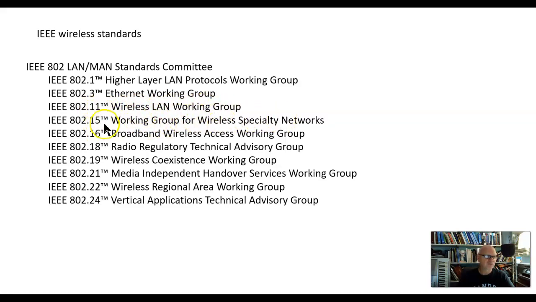The specialty networks, 802.15, include Bluetooth and Zigbee and so on. And then we have several others, 16, 18, 19, 21, and 22, which all have to do with wireless technologies. We're going to focus on 802.11.